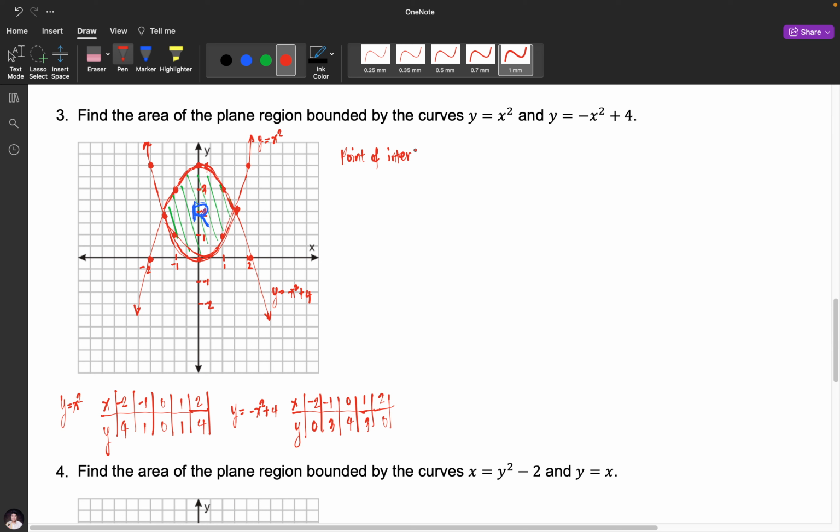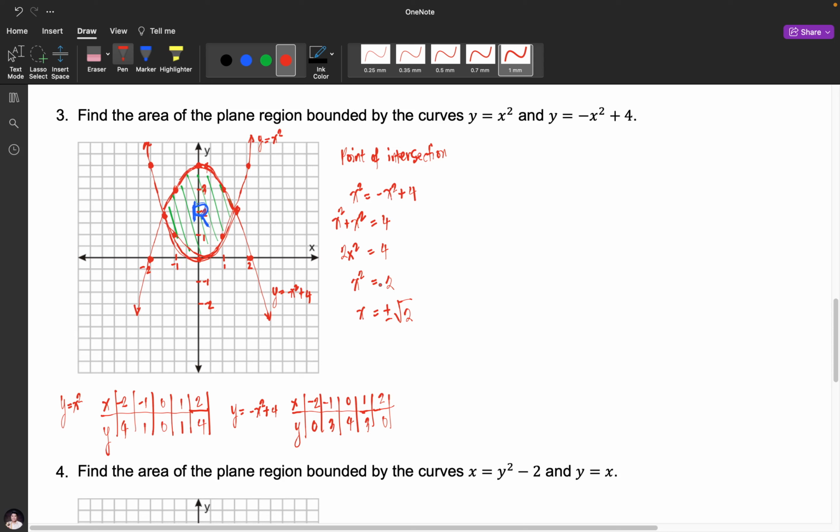So first, let's solve for the point of intersection. Since the point of intersection is the solution of both curves, i-equate lang natin sila. So we have x squared equals negative x squared plus 4. Solve natin yung x, lipat yung isa sa kabila. So that is x squared plus x squared equals 4. So you have 2x squared equals 4. That means that x squared, divide both sides by 2, is equal to 2 na lang, kasi 4 over 2 is 2. Solving for x, take the square root. So we have plus minus square root of 2.